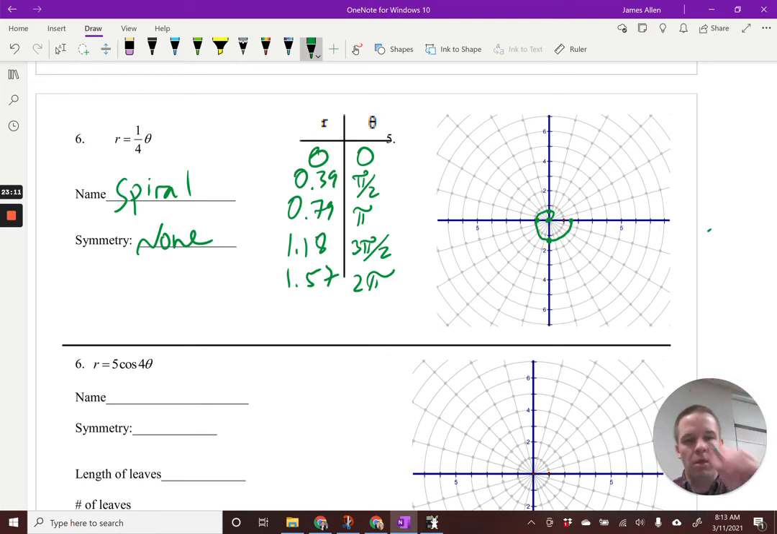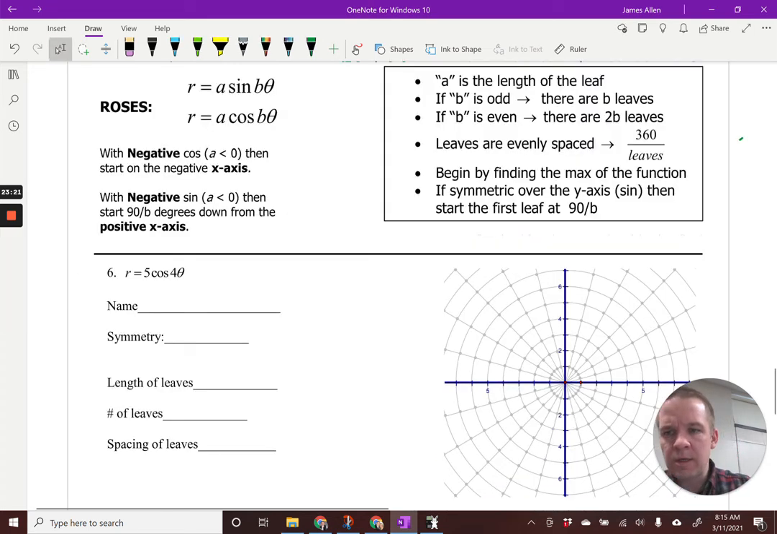How exciting, right? There it is. So we're not going to spend too much time with those ones. They're nowhere near as cool to graph. All right, let's keep moving. We got dos mas. Let's do it.